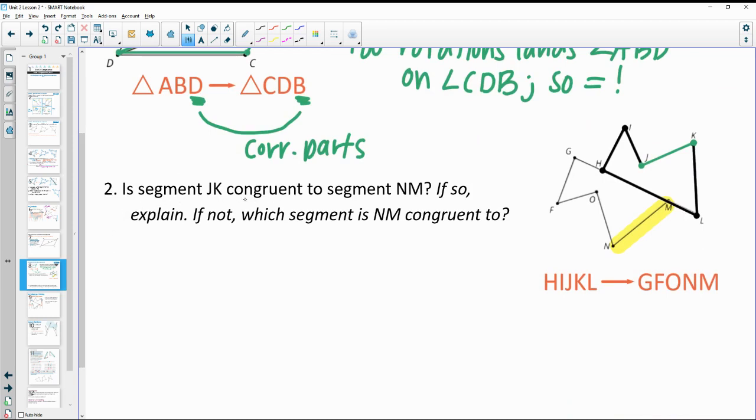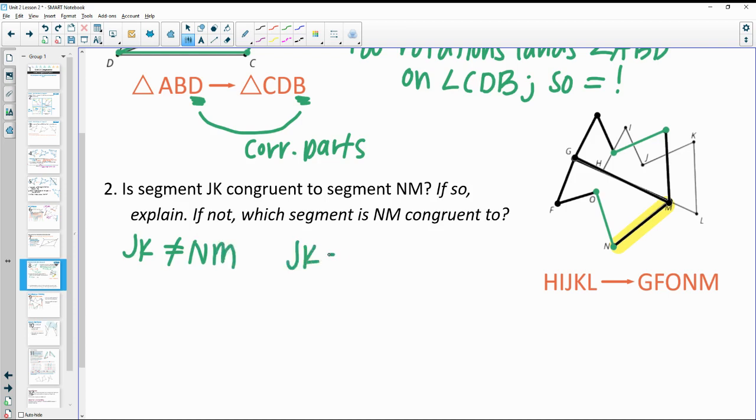Number two is segment JK congruent to segment NM. If so, explain. If not, which one is it congruent to? And so you probably see that it's not congruent. If we did a translation here and then we flipped it over, JK would land here, not on NM, which is that highlighted segment. So JK is not congruent to NM. JK is congruent to ON. So you could have done some rigid motions there.